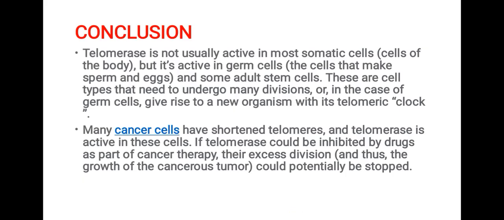So, conclusion: telomerase is not usually active in most somatic cells of the body, but it is active in germ cells, cells that make sperm and egg, and some adult stem cells. These are cell types that need to undergo many divisions, or in the case of germ cells, they give rise to a new organism with a telomeric clock.